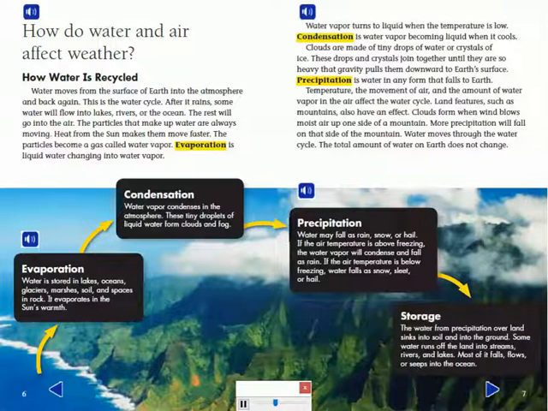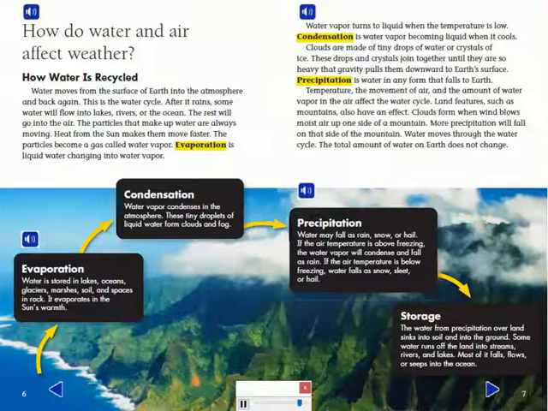After it rains, some water will flow into lakes, rivers, or the ocean. The rest will go into the air. The particles that make up water are always moving. Heat from the sun makes them move faster. The particles become a gas called water vapor.